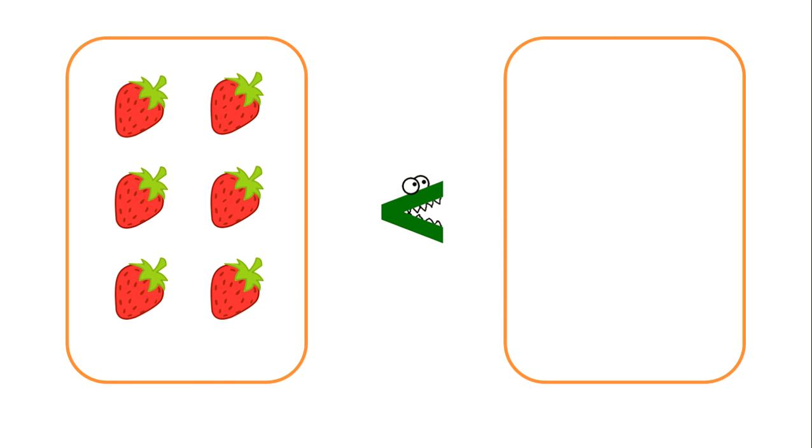Let's continue. How many strawberries do you see in this set? How many? Great counting. There are 6 strawberries in this set. That was the number of the week for last week. And the gator's back is turned to the set of 6 strawberries. So we have to draw more in this set.